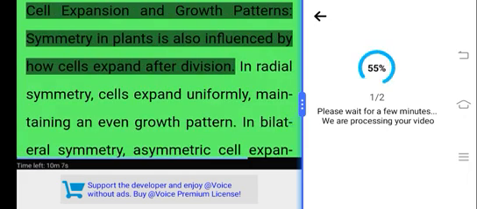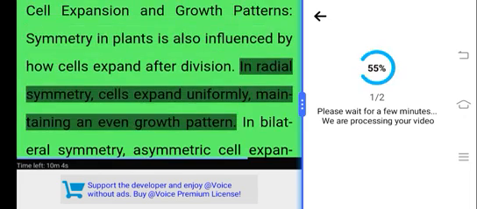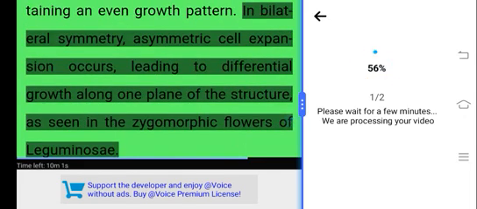Cell expansion and growth patterns. Symmetry in plants is also influenced by how cells expand after division. In radial symmetry, cells expand uniformly, maintaining an even growth pattern. In bilateral symmetry, asymmetric cell expansion occurs, leading to differential growth along one plane of the structure, as seen in the zygomorphic flowers of Leguminosae.